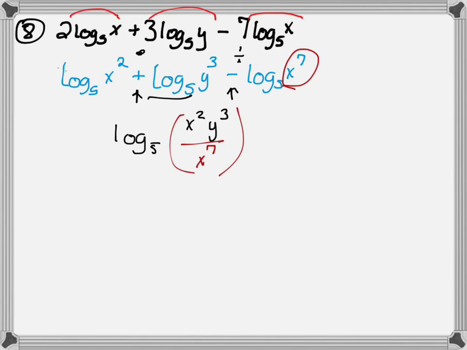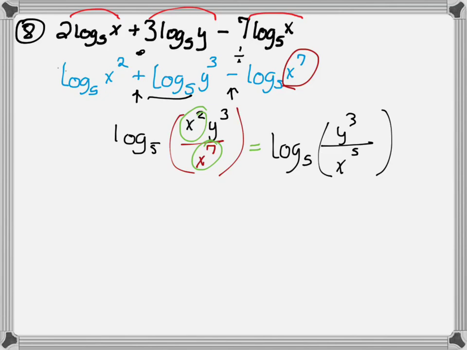Now, is there anything that we can do to simplify this? If we look here, we have x's in the numerator and denominator. So let's go ahead and simplify our exponents. And so our largest number is in the denominator, so that means it's going to subtract and stay in the denominator. Log base 5 of y cubed divided by x to the 5, 7 minus 2 is 5. And so that is my condensed answer.